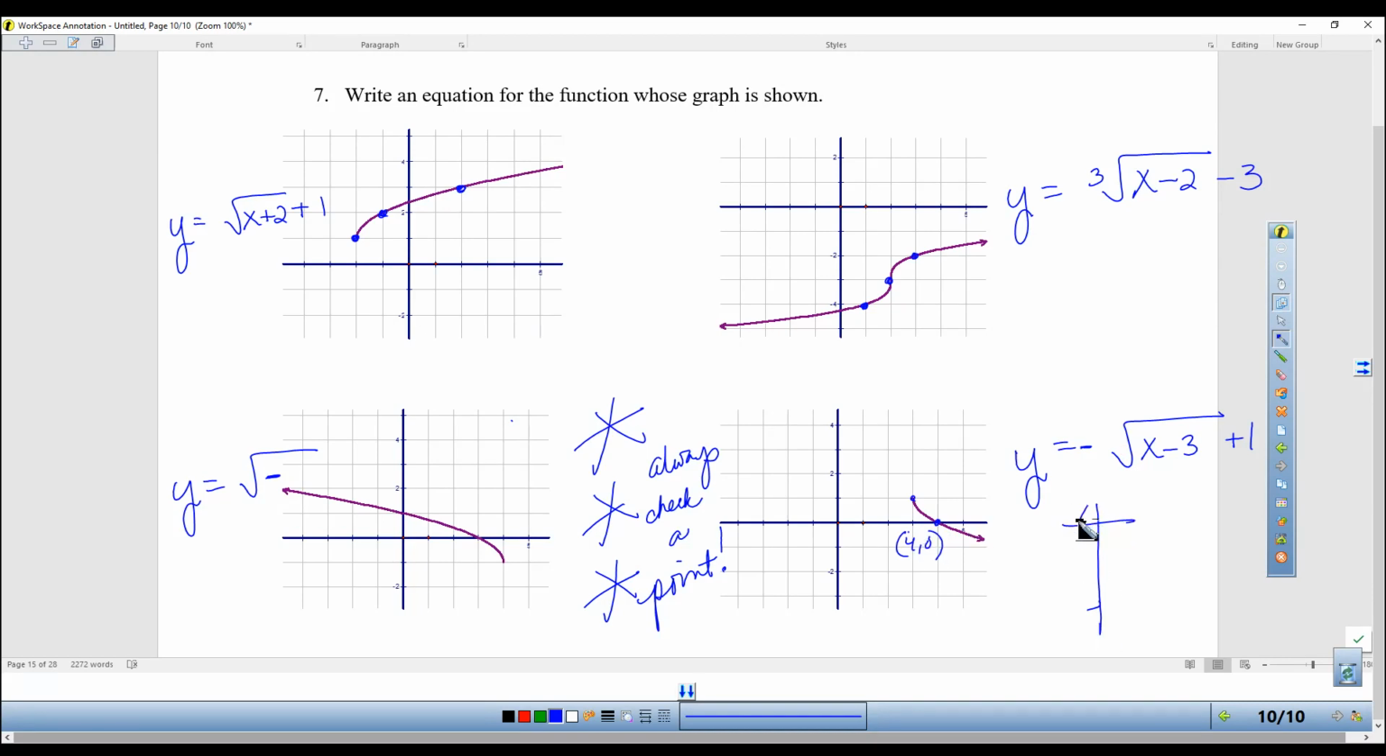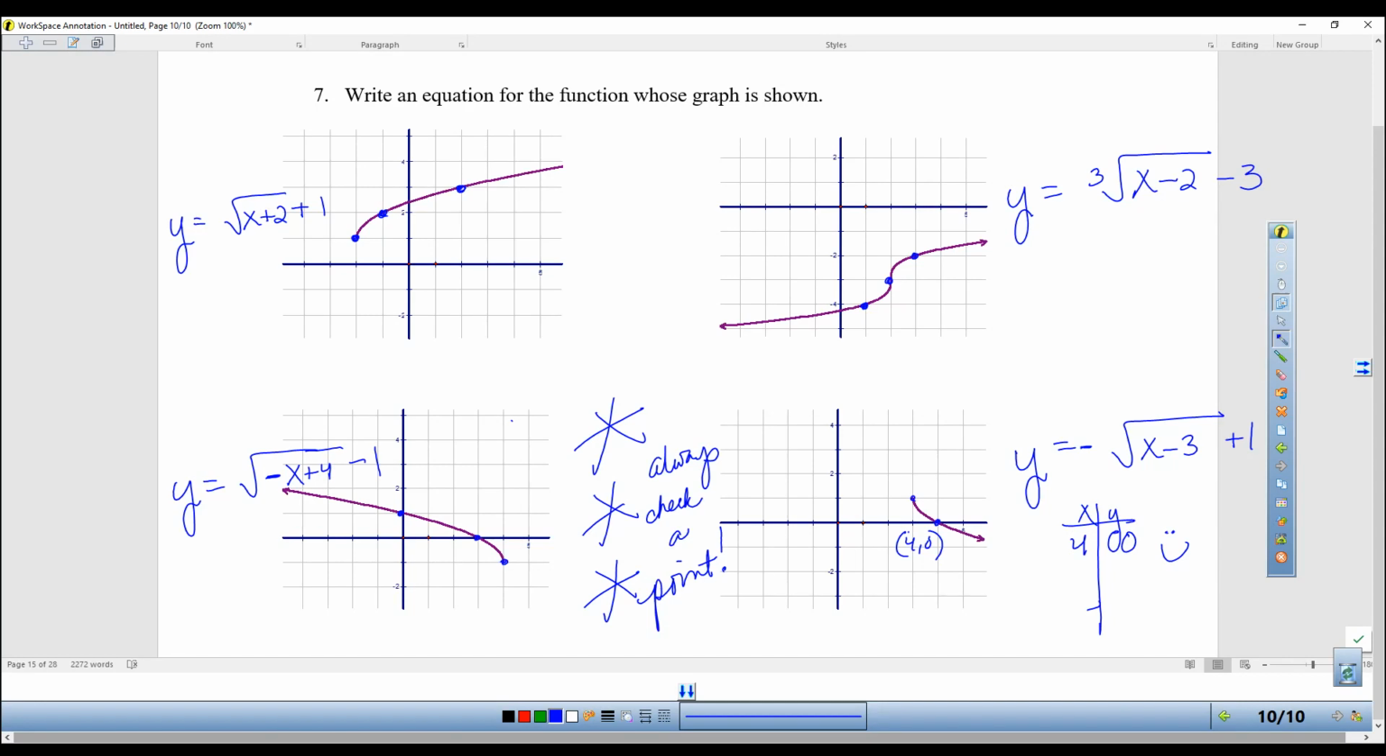So I check it. When I put in a 4, the square root of 4 minus 3 is 1. The square root of 1 is 1. Minus 1 plus 1, 0. And I feel really good about my answer. On this one, same thing. There's no A in any of these. So (0, 0), (1, 1), (4, 2). So it doesn't have a different A, but it's been moved 1, 2, 3, 4, x plus 4, and then down 1.